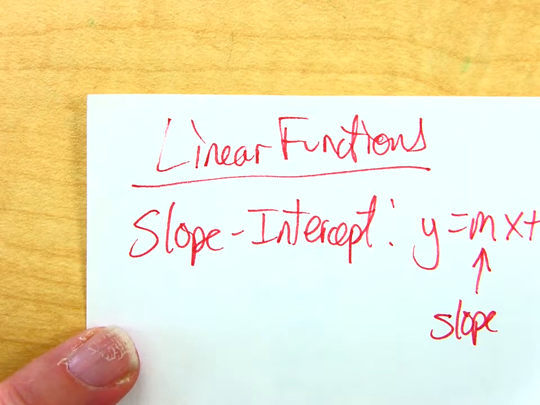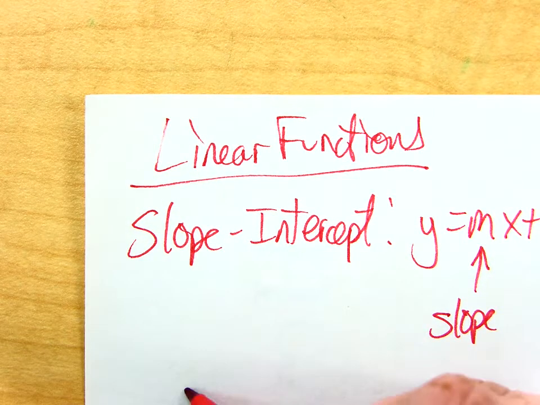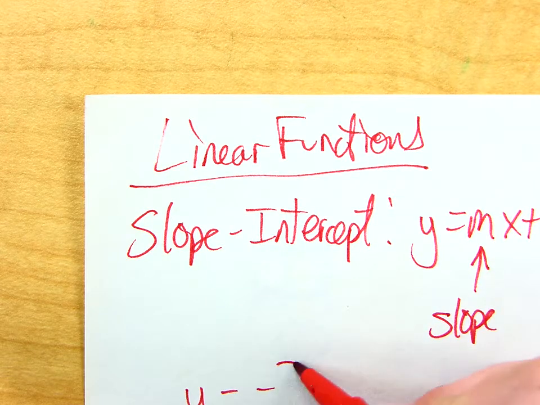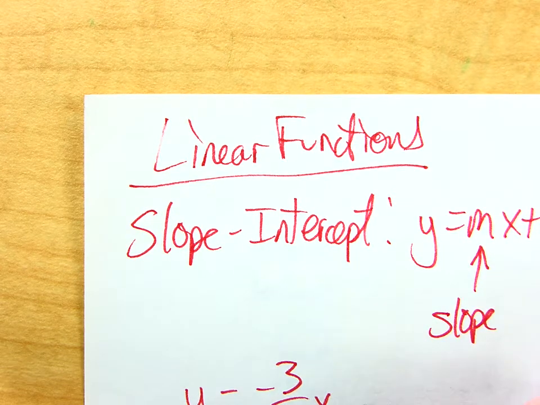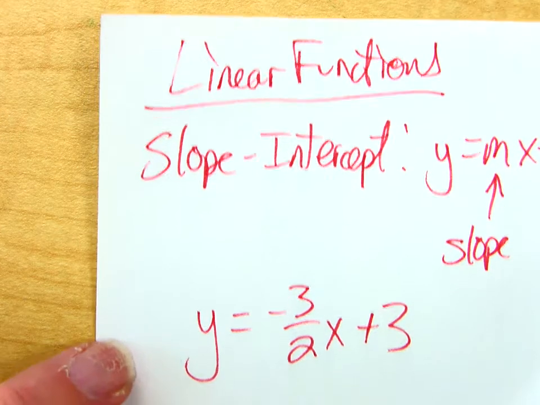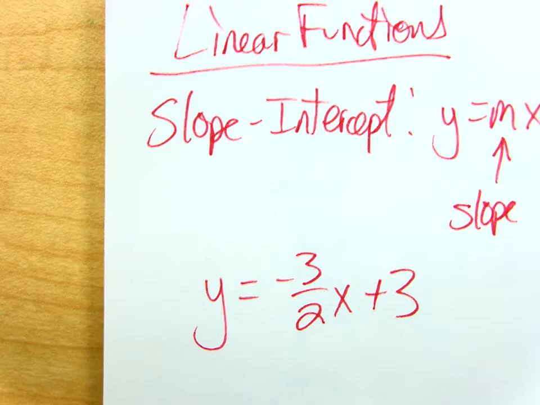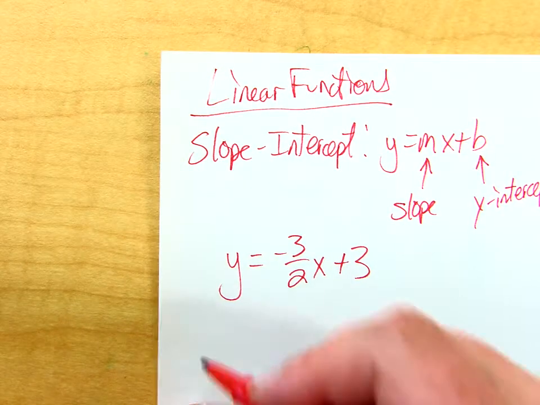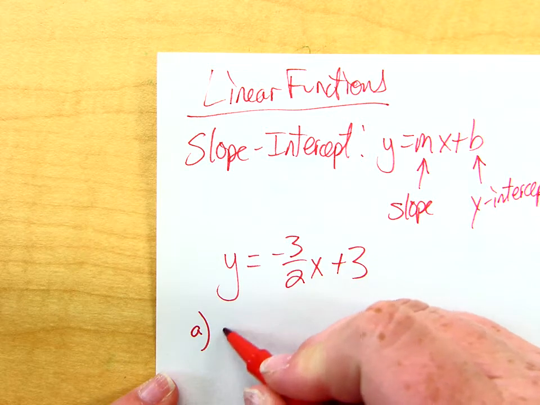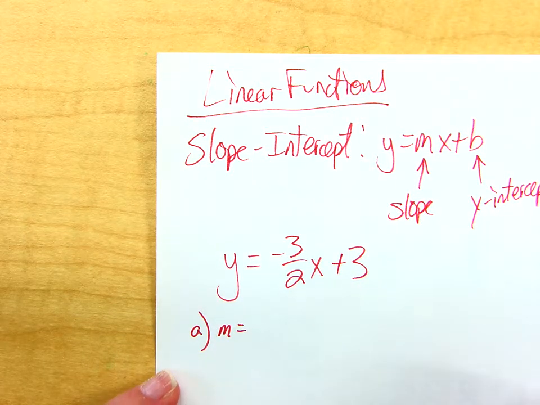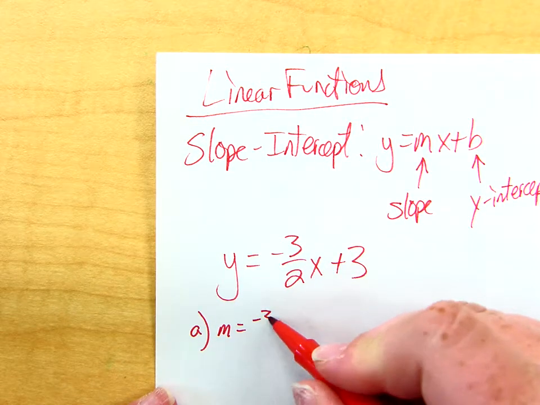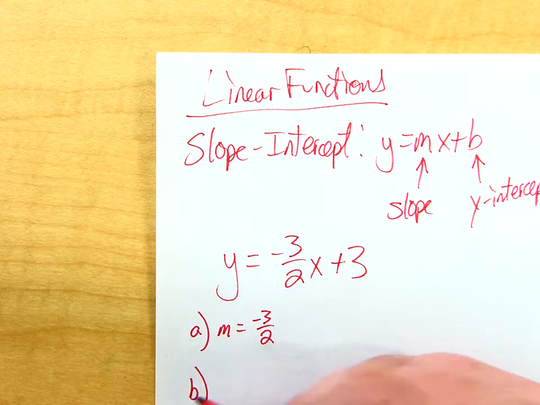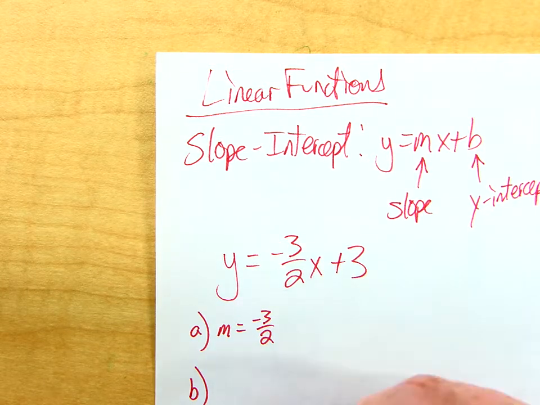On last night's homework, let's just look at number 3, for example. I gave you y = -3/2 x + 3. So here's an equation that's in slope-intercept form, and I asked you to find 4 things about this line. A, the slope. Well, that's easy. You can just look at it and tell me the slope is -3/2.